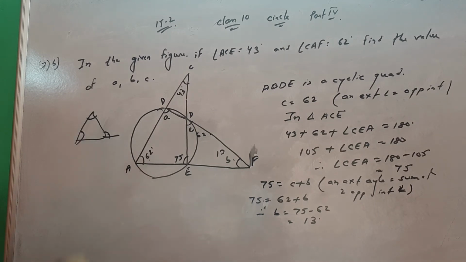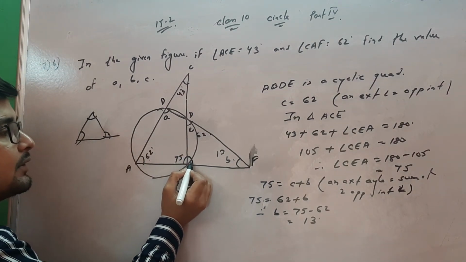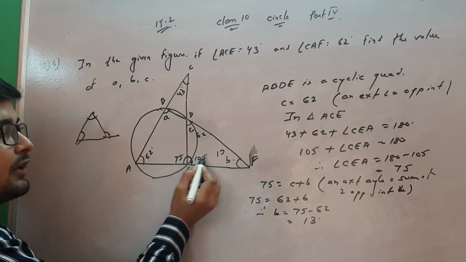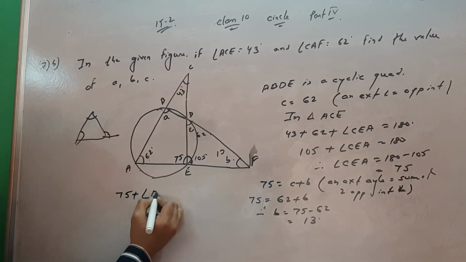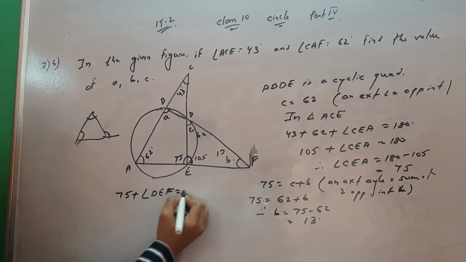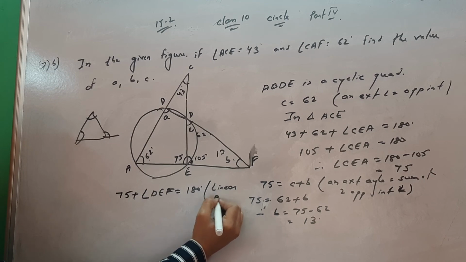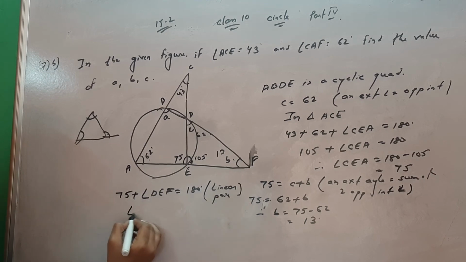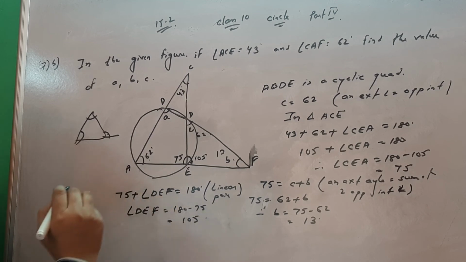Now it's time to find the value of A. How do we calculate A? 75 plus this angle. This angle is 105. How? According to the straight line. So 75 plus angle DEF equals 180 degrees, linear pair. So angle DEF equals 180 minus 75, that is 105.